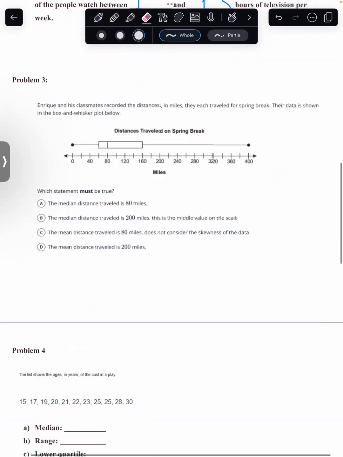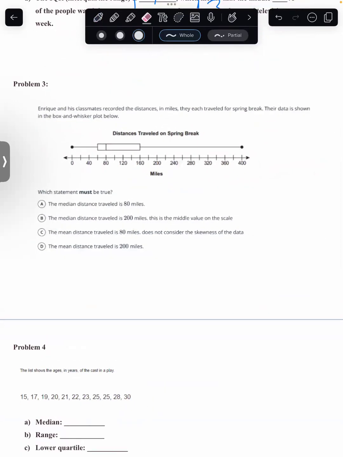All right. Number 3, Enrique and his classmates recorded the distance in miles they traveled for spring break. The data is shown in the box and whisker plot below. So just to review, this is the median, right? This is the lower extreme, upper extreme. You subtract those to find the range. This is the first quartile. That's the third quartile. And you subtract those two to find the middle 50% of the data.